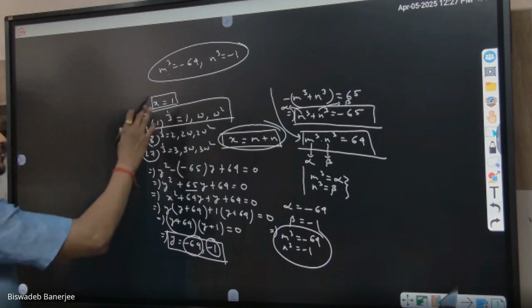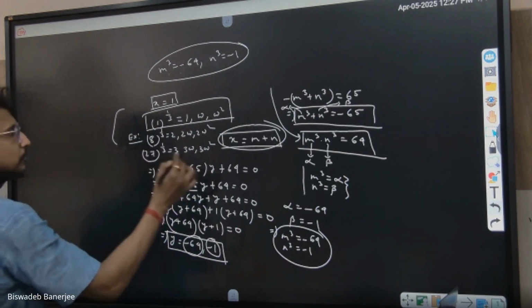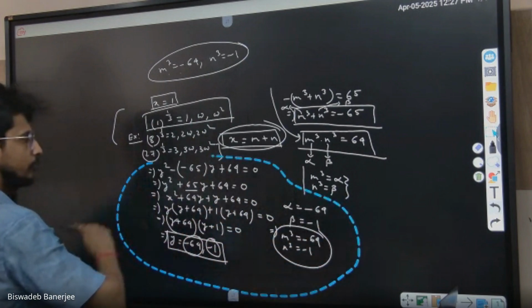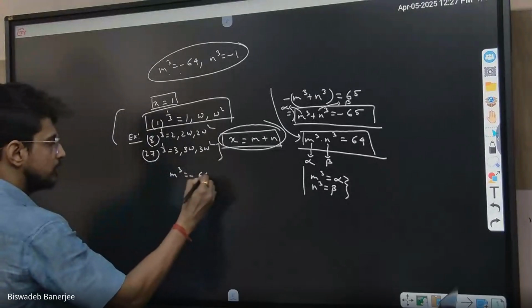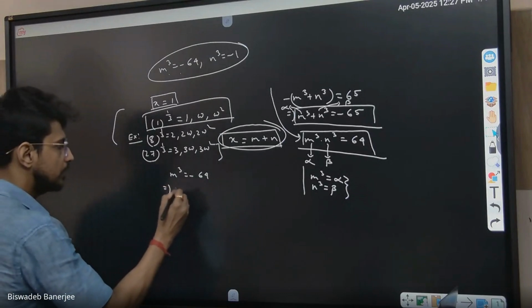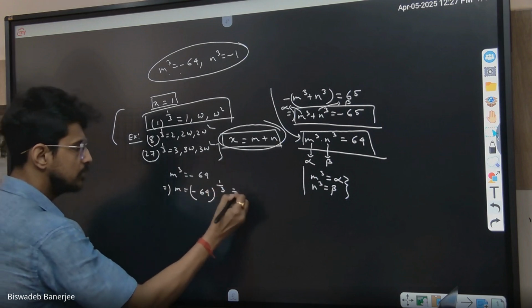So we shall apply this result here. How can we apply these results in this problem? Answer is, suppose m cube is equal to minus 64. Then m is what? m is minus 64 to the power 1/3.